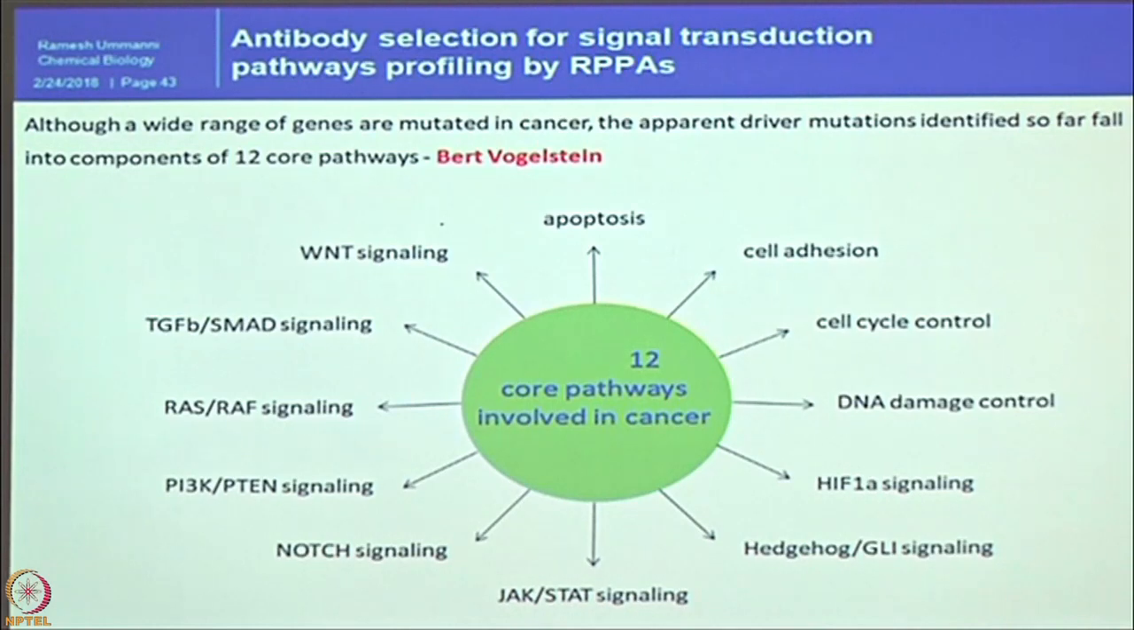Again, as I said in the first couple of slides, antibody selection is very critical and important to establish this method. Although a wide range of genes are mutated in cancer, along with lung cancer, the apparent driver mutations identified so far are components of 12 core pathways. That means all the different mutations which cause lung cancer map into one of these pathways. So if you analyze the activation and inactivation of these pathways in lung cancer patients, based on the activation status you can choose the drug to be given to the patient.